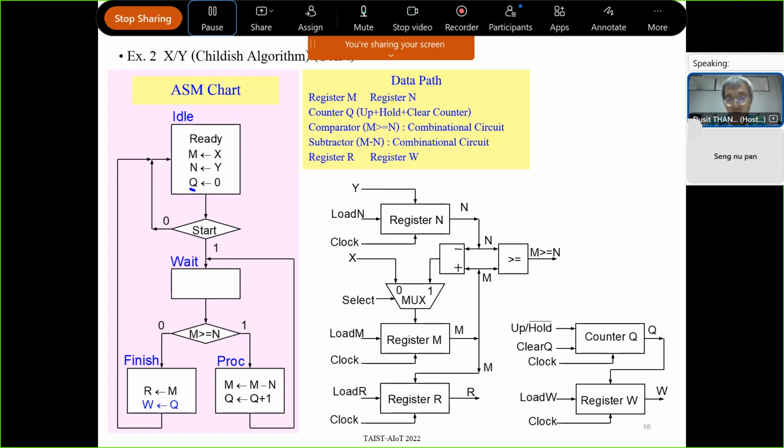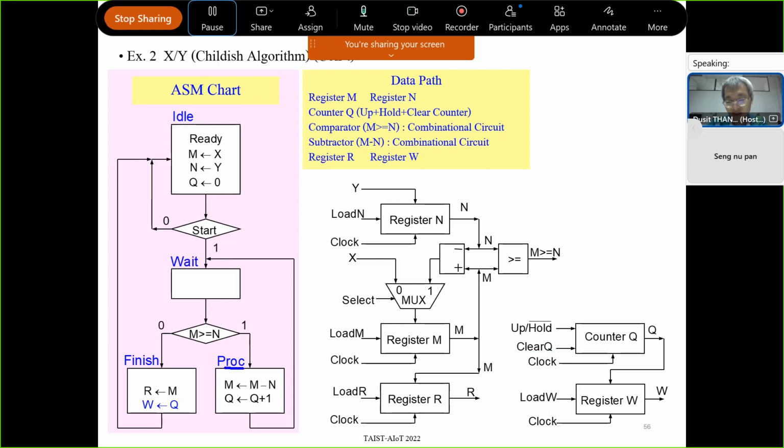And for counter Q also, at state idle, it should clear, right? So this state, clear should be 1. When clock tick, clear is 1, so clear the value of counter to be 0.